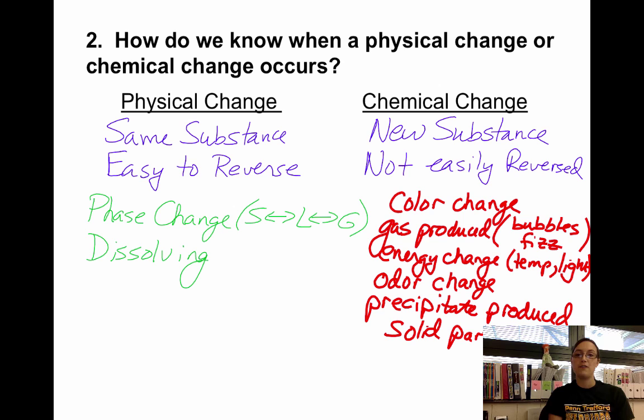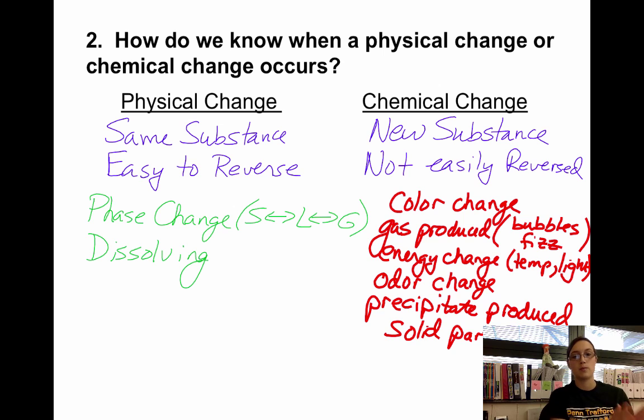So how do we know when a physical or chemical change occurs? A physical change is when we have the same substance. If I'm just changing the state of matter, I still have water, it just looks different, but it's still water. A physical change is also easy to reverse. If I can easily reverse what I've done, it's more than likely a physical change. Examples are phase changes, solid to liquid to gas. Those phase changes are physical changes because I'm not actually changing the substance.